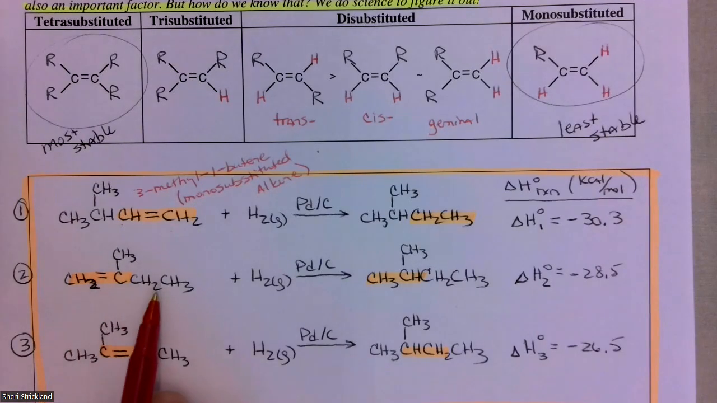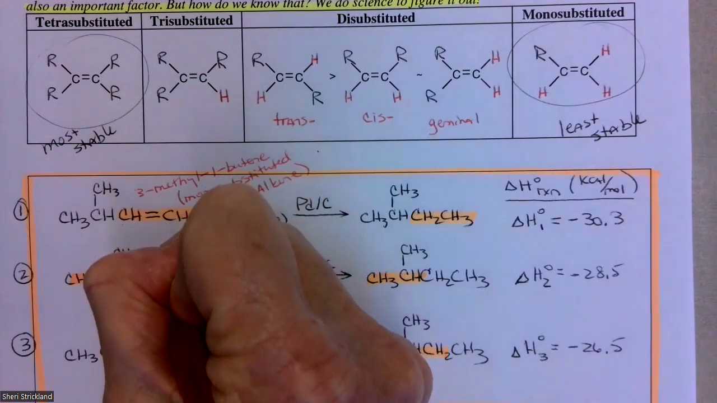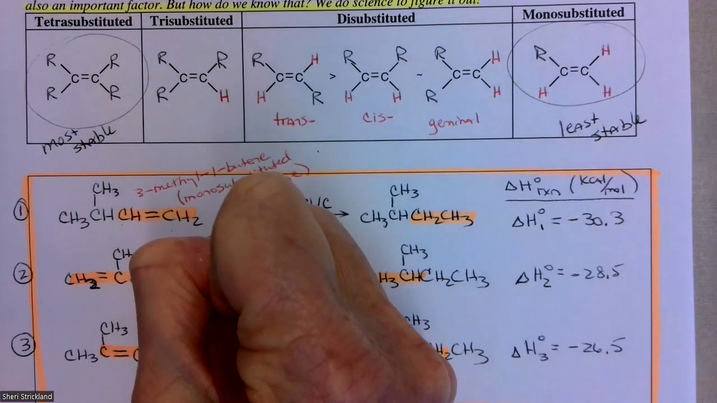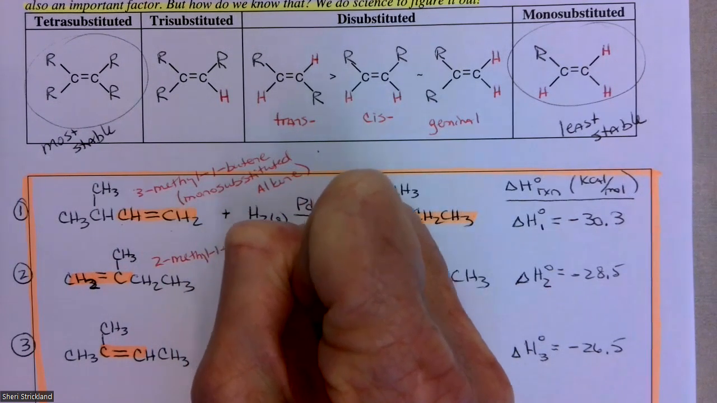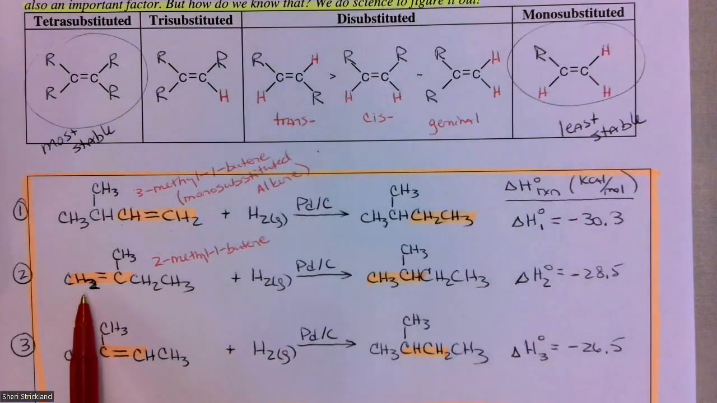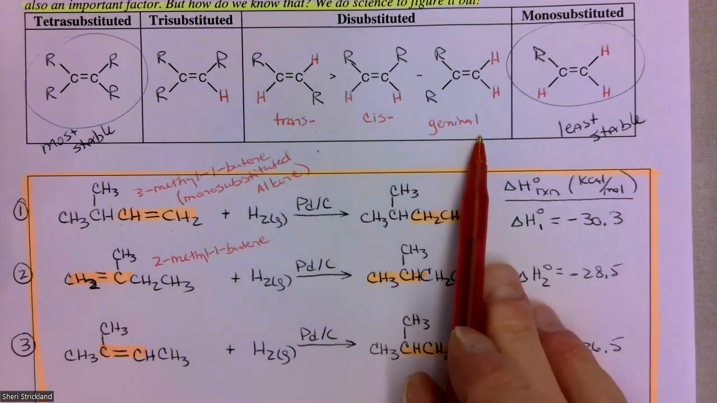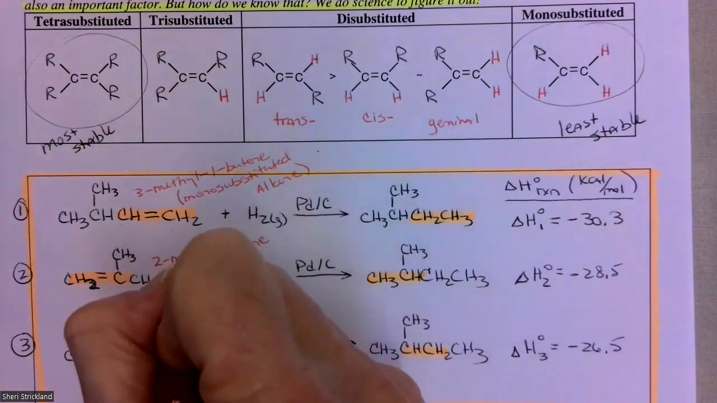So this one down here is 2-methyl-1-butene. And it's a disubstituted alkene. It's actually a geminal disubstituted alkene.